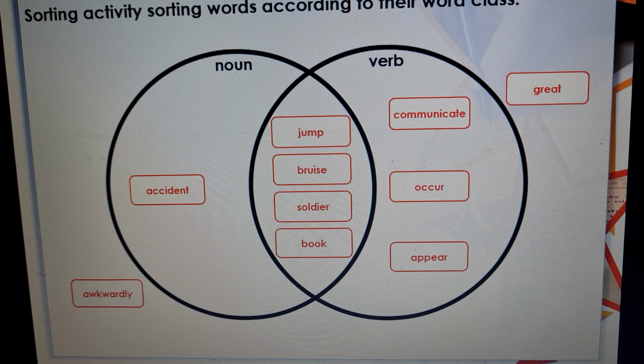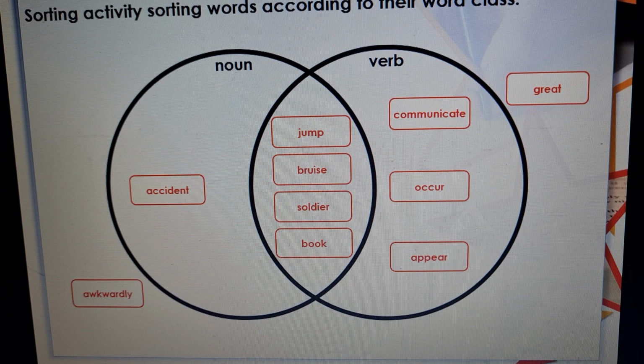Now the words in the middle, as you already will know from previous work that we've done, if it's in the middle, in the overlap between those two circles, then it's a noun and a verb. So for example, the word jump, it is an action, you can jump, but it's also the name of something. A bruise, a soldier. Now you might be thinking, how is soldier a verb? Well, there is an expression that says to soldier on, which means to keep going on. So that is a verb as well.